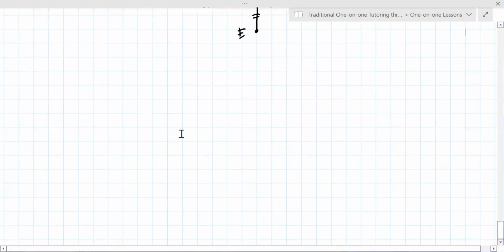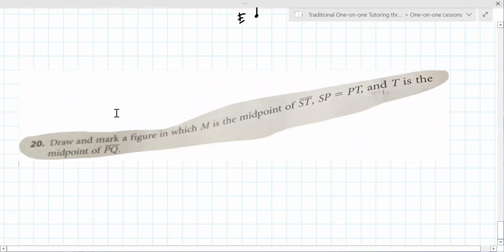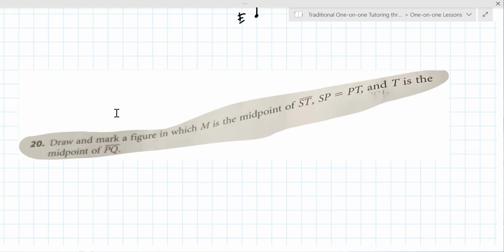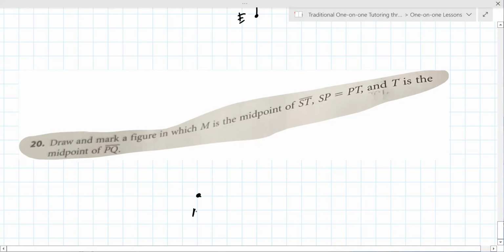All right, so let's move on to number 20. Go ahead and read it out loud for us, please. Draw and mark a figure in which M is the midpoint of ST, SP equals MP equals PT, and T is the midpoint of PQ. So there's a lot here, right? It says draw and mark a figure in which M is the midpoint of ST. So let's just do the same thing we did before. Here's M, and then here's S, and here's T. So M is the midpoint of ST. Do you agree with that? Do you see that? Yeah, I see that.